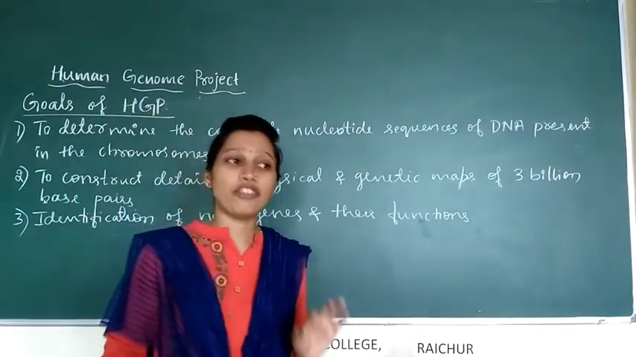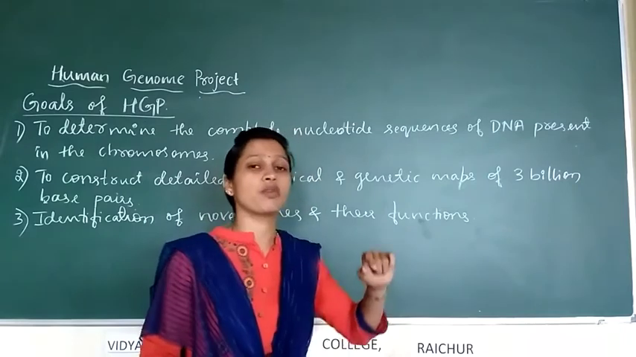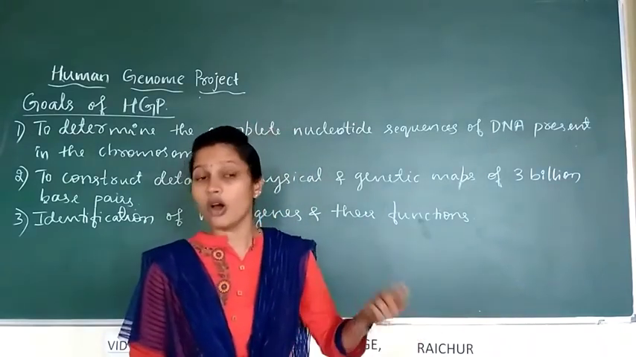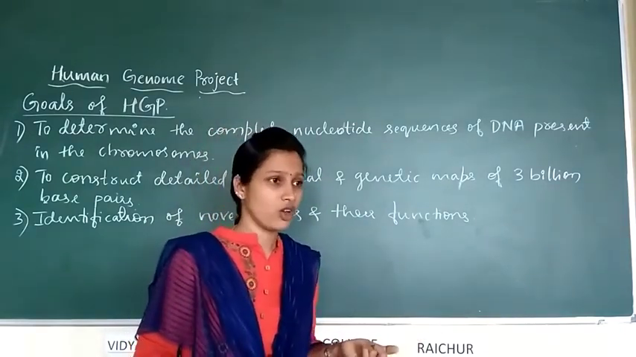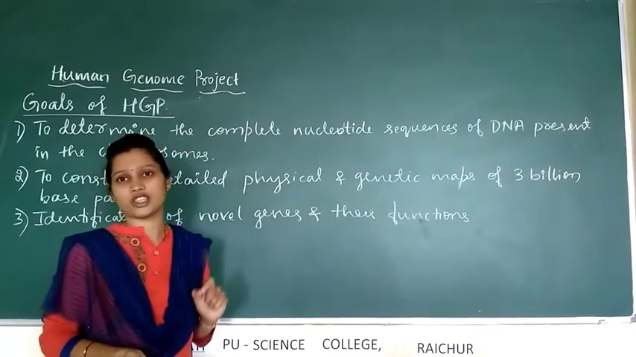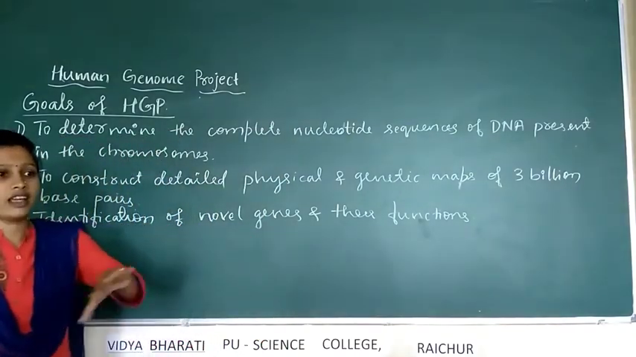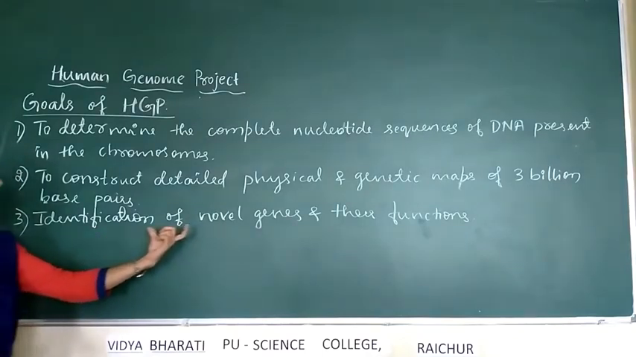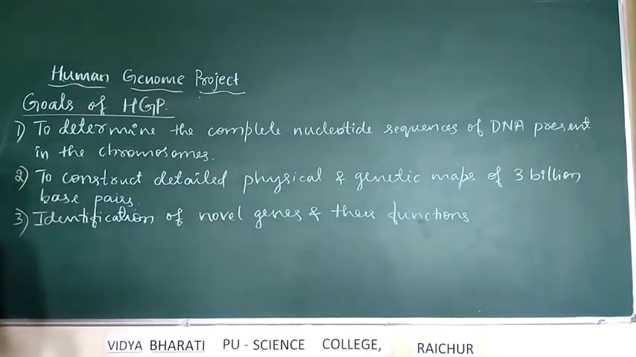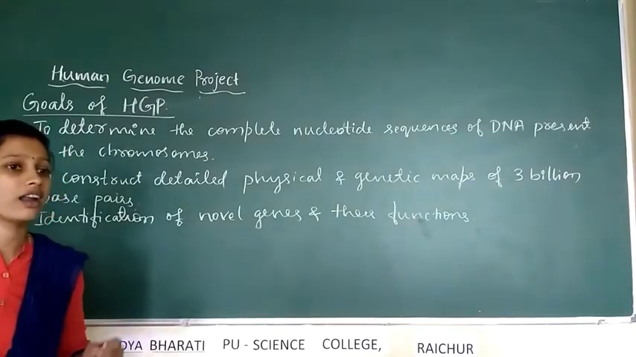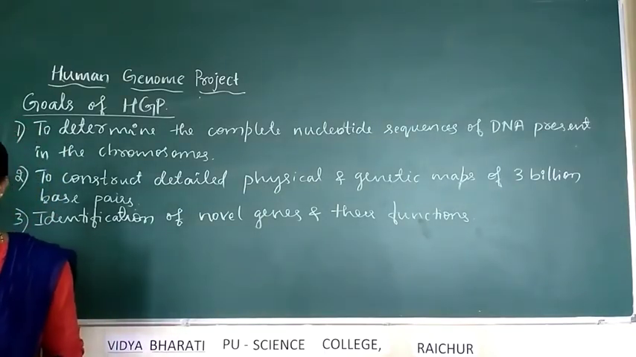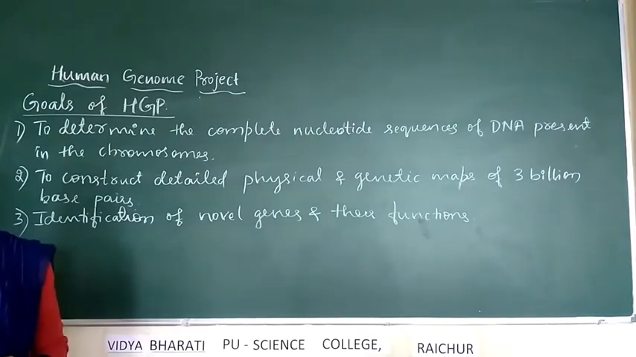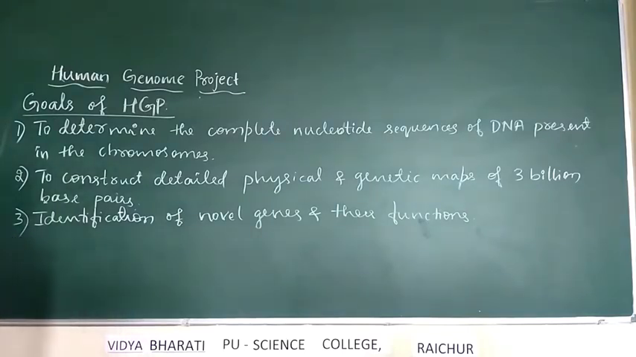Which type of defect in the gene is responsible for the genetic disorder? How can we correct that defect? How can we treat the particular genetic disorder? Everything can be understood by this. Identification of novel genes and their functions increases our understanding regarding genetic disorders. This is the third goal of the Human Genome Project.